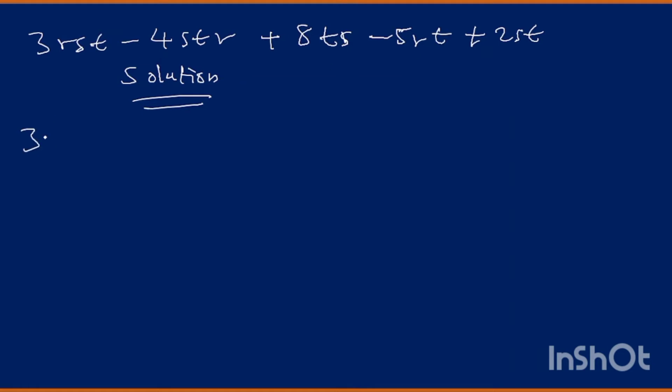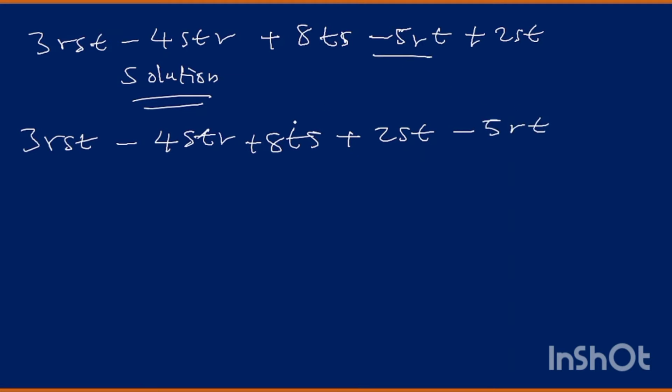So we just bring it together: 3rst minus 4str. This is 8tx. Is there another value that has t and x? Yes, there's a value here that has t and x. So this plus 8tx plus 2xt, minus what? 5rt. This one is just alone. So 3rst minus 4str will give me minus rst. 8tx plus 2xt will give me plus 10tx, minus 5rt. So this is the answer.